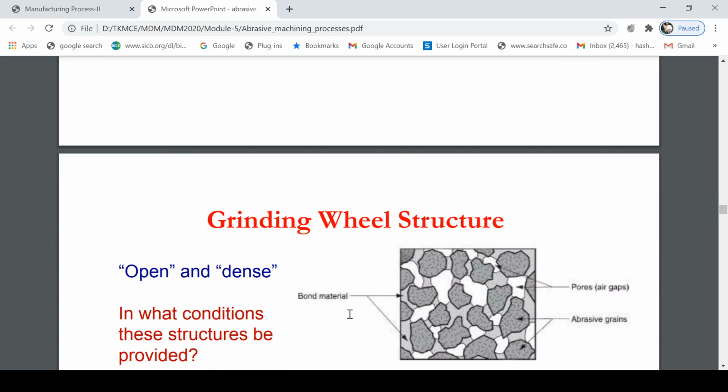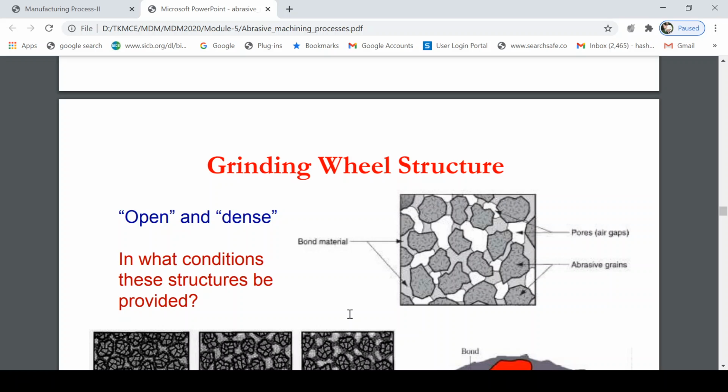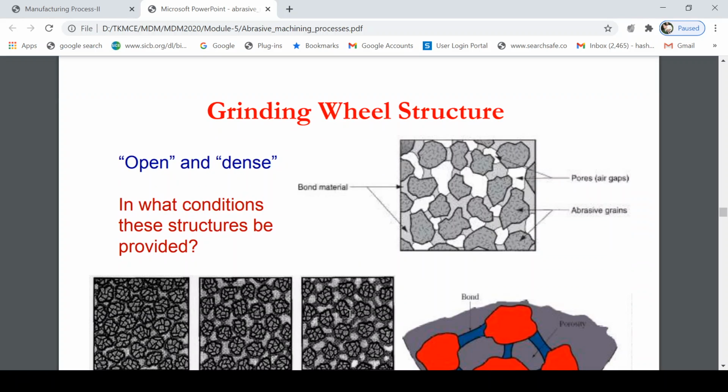Okay. Now, grinding wheel structure. There are two types of structures, open and dense. In the open structure, there are a lot of voids in the structure of the bond. You can see here the white parts are all voids. There is no material; it is loosely packed. That is known as open. And in the case of dense structure, it is closely packed. There is no void in the structure of the grinding wheel. So that will be stronger.